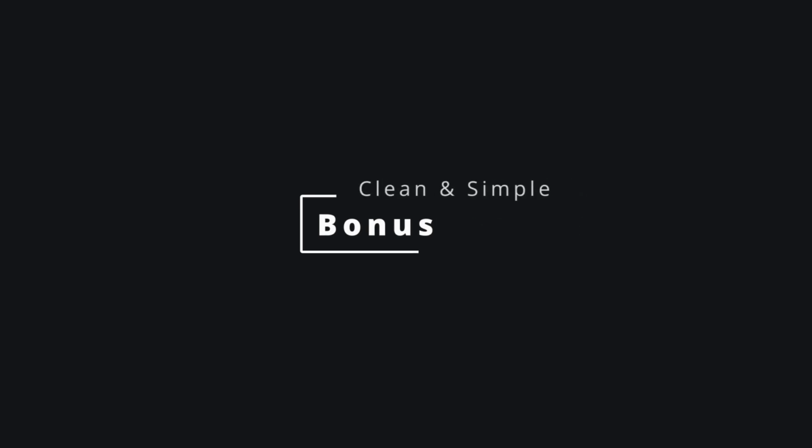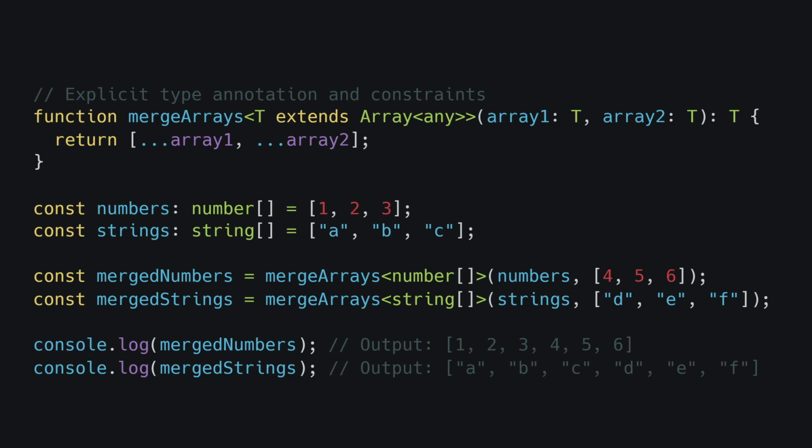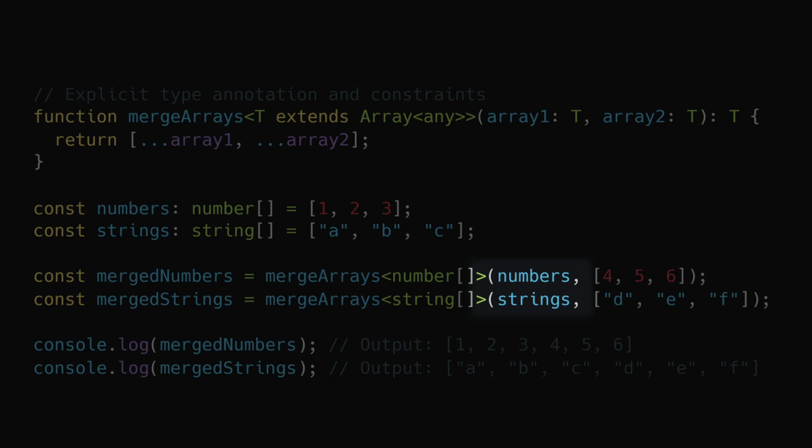By understanding and using generics effectively, you can write more flexible and reusable code. Here are a couple best practices for using generics in TypeScript. Be explicit with type annotations. When working with generics, it's a best practice to explicitly annotate the types wherever possible. This helps improve code readability and provides clarity to other developers who might be working on the codebase. By explicitly stating the expected types, it becomes easier to understand the intended behavior of generic functions or classes.